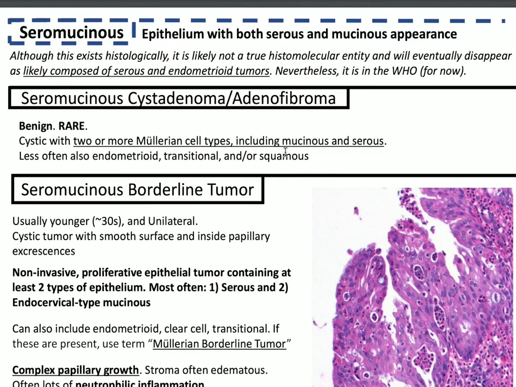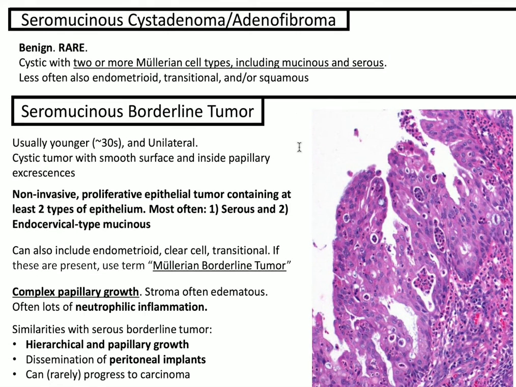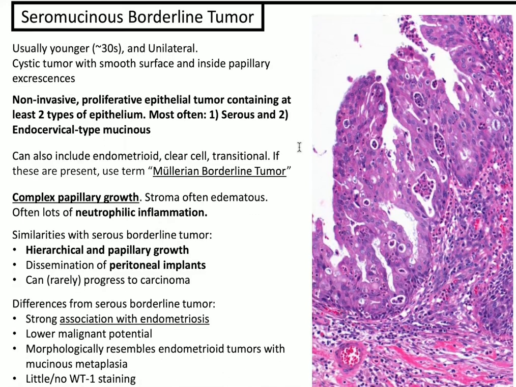Although this exists histologically, it is likely not a true histomolecular entity and will eventually disappear, or is likely composed of serous and endometrioid tumors. Nevertheless, it is in the WHO for now. Seromucinous cystadenoma adenofibroma. It's benign. It's rare. It'll be cystic with 2 or more Mullerian cell types, including mucinous and serous, less often also endometrioid, transitional, and/or squamous.